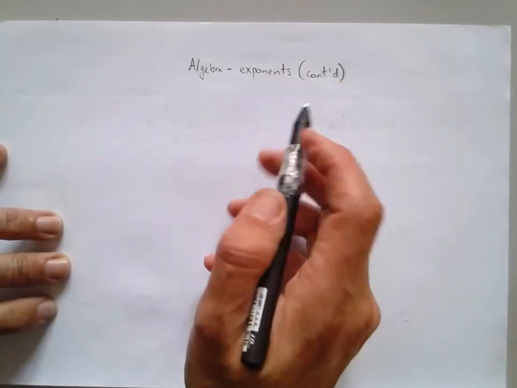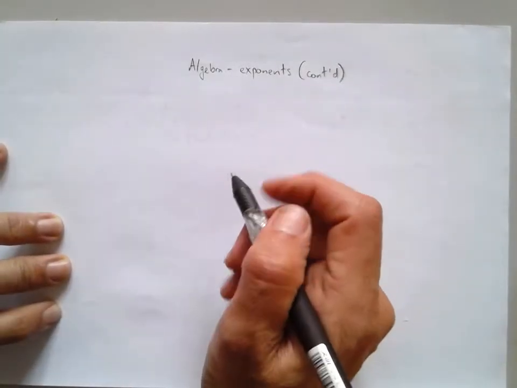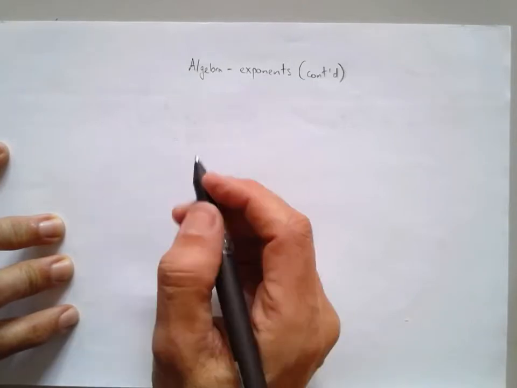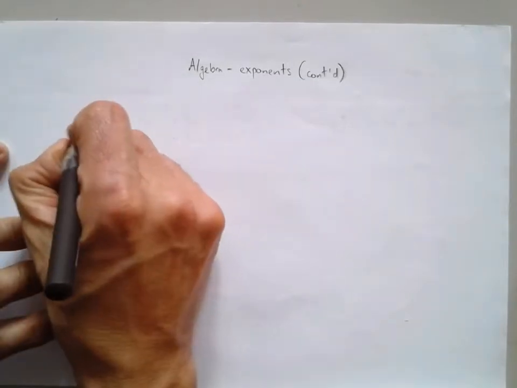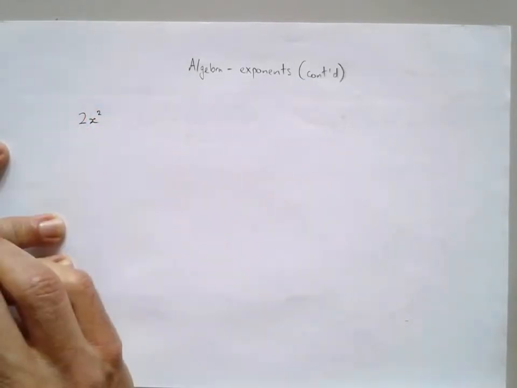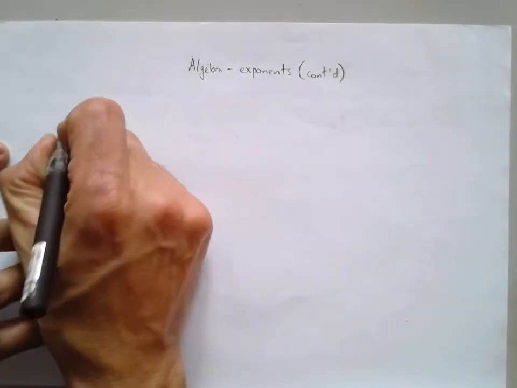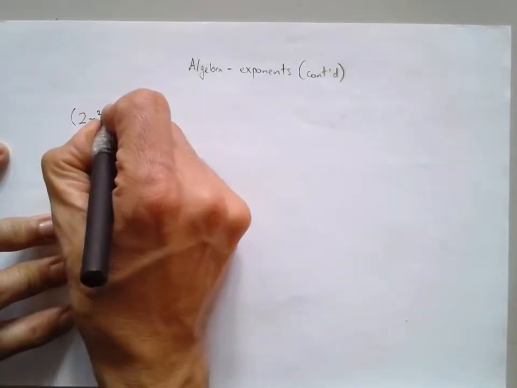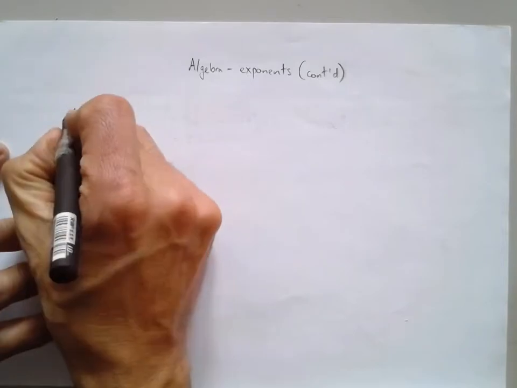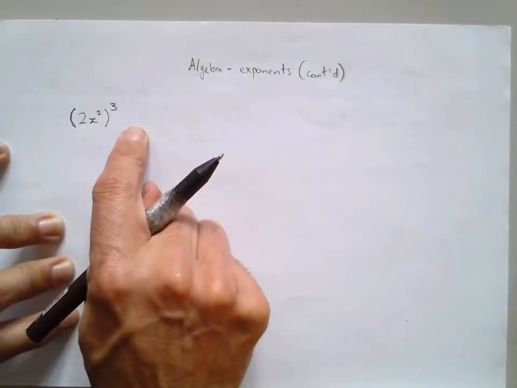With our algebra exponents, there's a couple of extra things we need to consider. For instance, we could have an algebraic expression, something like 2x squared, which itself is raised to another power, another exponent. So, for instance, 2x squared cubed.